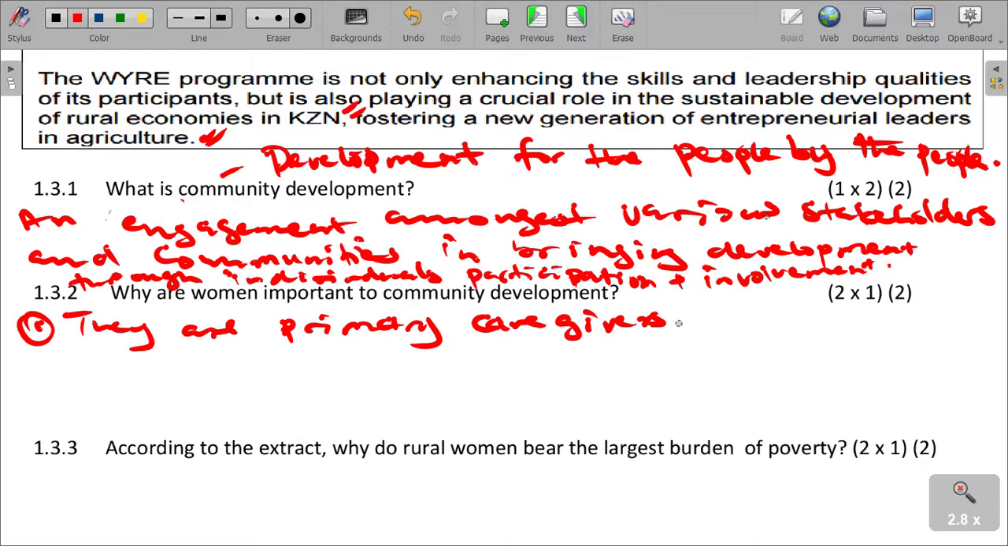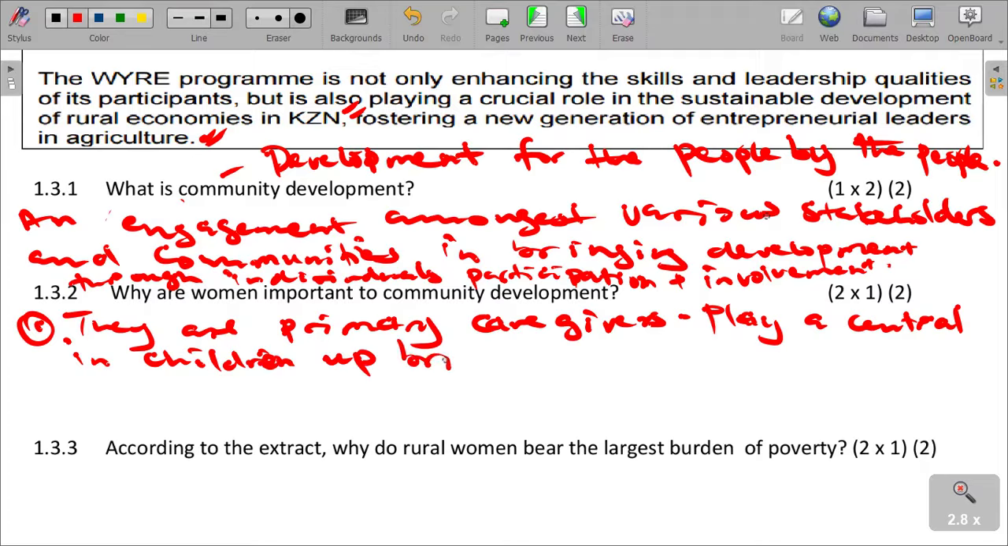And then we also have to say that they play a central role in terms of child raising, a central role in the upbringing of children. Women, they play a central role. So they are very central.